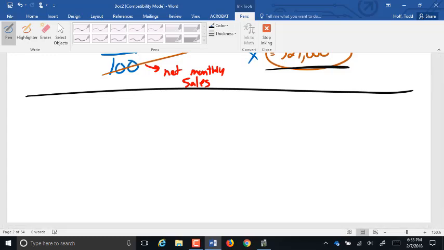Now, in business, most of what we use for percents are going to be margins, profit margins, markups, investments, return on investment, stuff like that. So let's take a look at some of those applications.